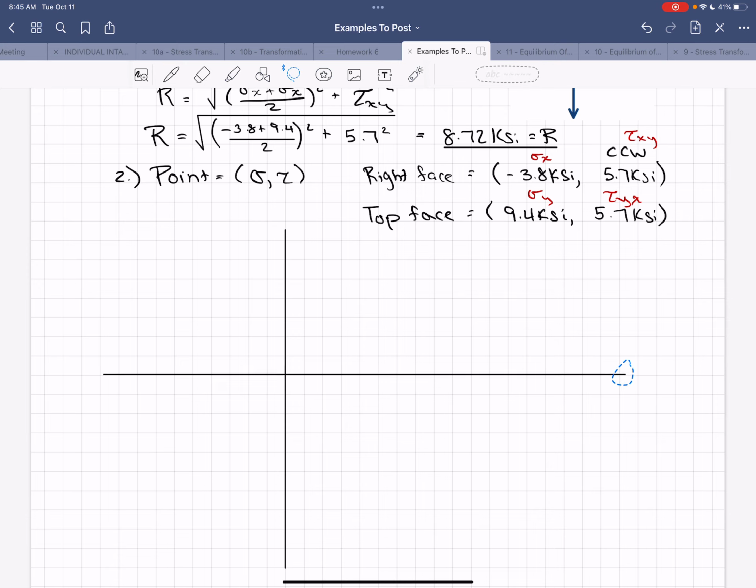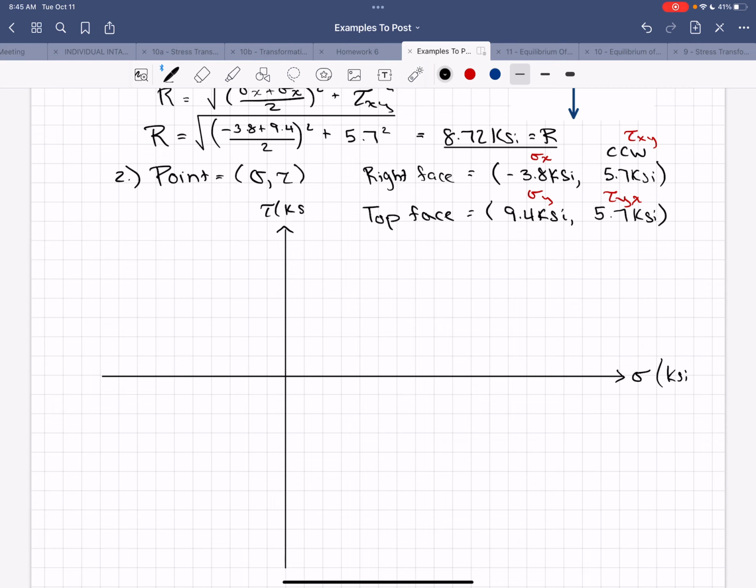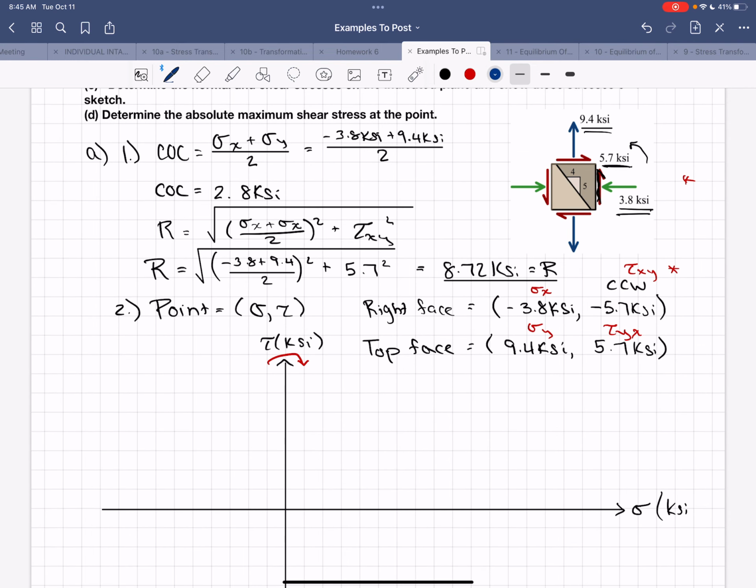Okay, so this axis here is sigma in ksi. And this axis here is tau in ksi. And then we plot shear stresses above the sigma axis when they rotate that face in the clockwise direction. Shear stresses are plotted below the sigma axis when they rotate that face in the counterclockwise direction. So if we go back up to our tau xy, that's counterclockwise, so we'll be in the negative region here. So we can add a negative sign here. If we look at tau yx, this is going to push it in the clockwise direction. So this is clockwise, so it'll be plotted positive.